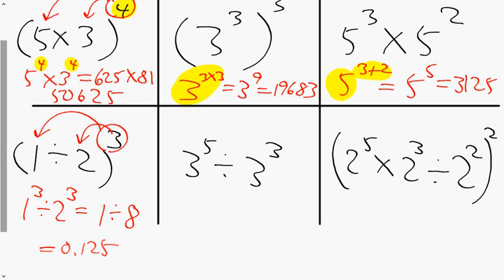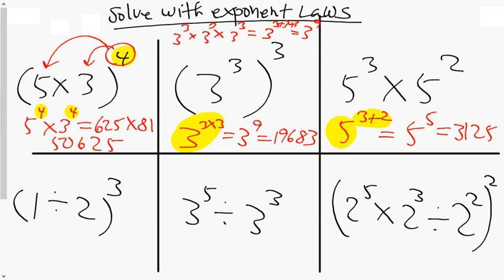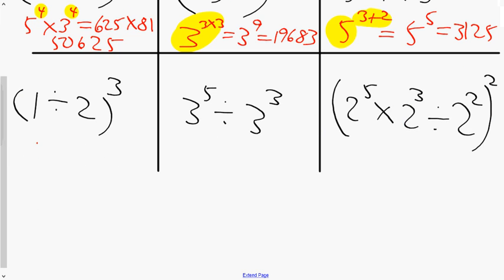Alternatively, and interestingly enough, we could have rewritten this question a different way. We could have written it like this. 1 divided by 2 cubed. It's the exact same question. The black question and the red question are the same thing. Do you all see that?